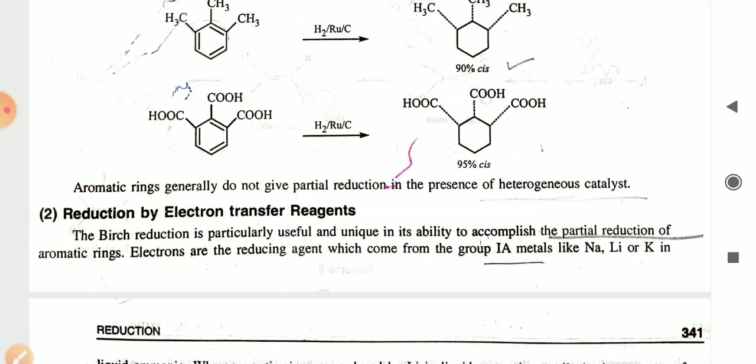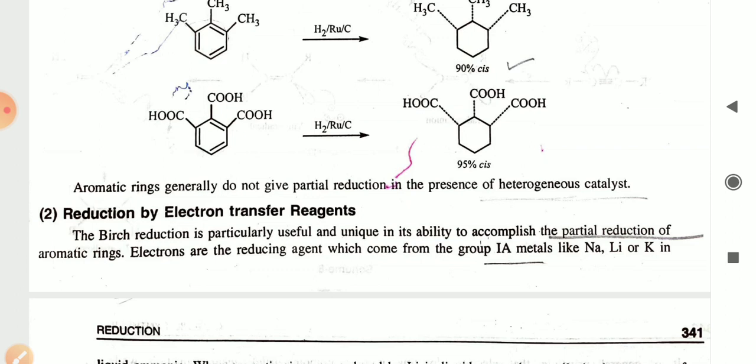The next is reduction by electron transfer reagents. This kind of reaction is also known as Birch reduction. It is particularly useful and unique, with the ability to partially reduce the aromatic ring. In the above reaction, complete reduction occurs, but in Birch reduction, partial reduction can occur.